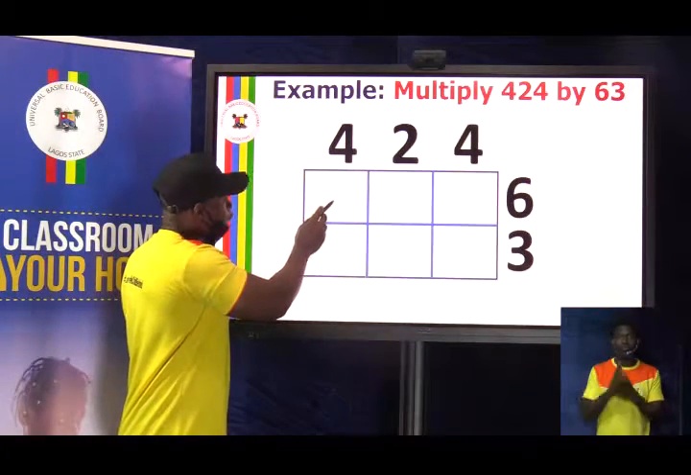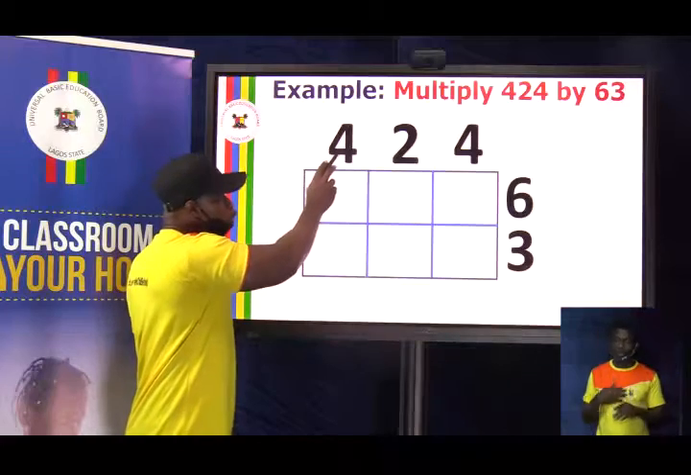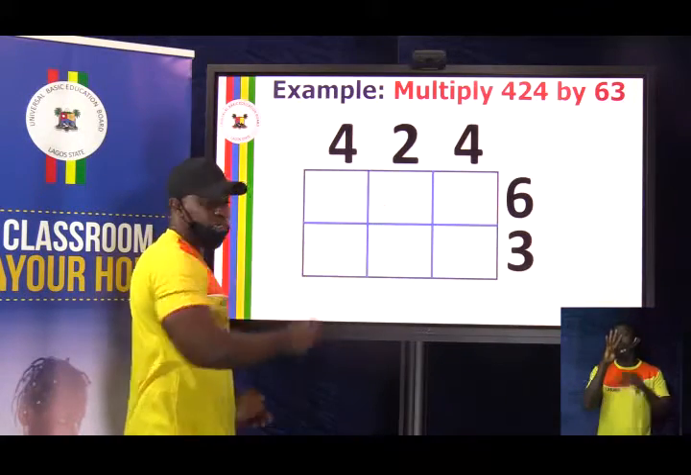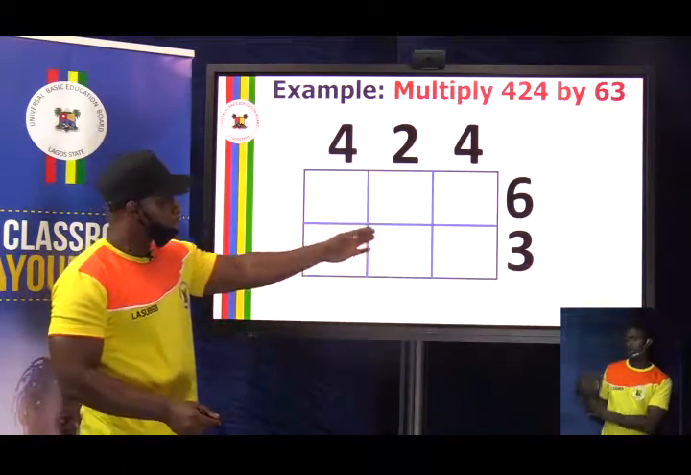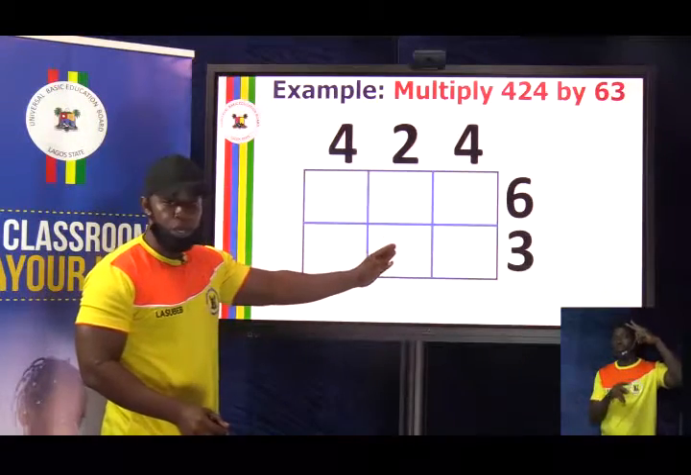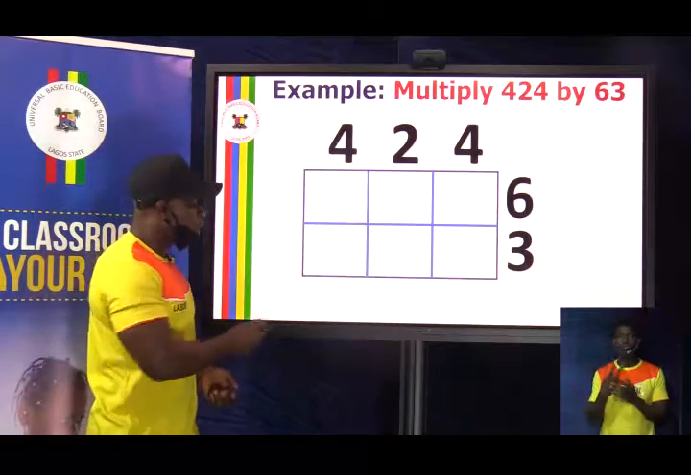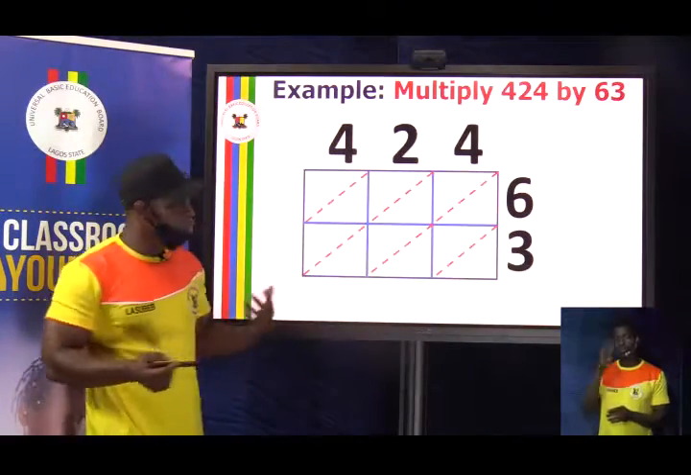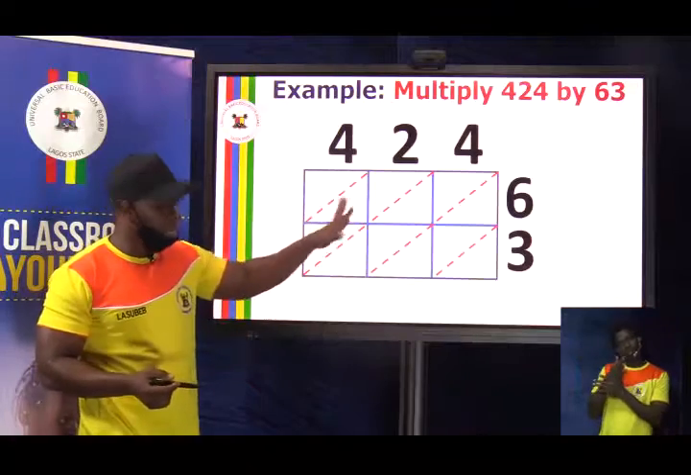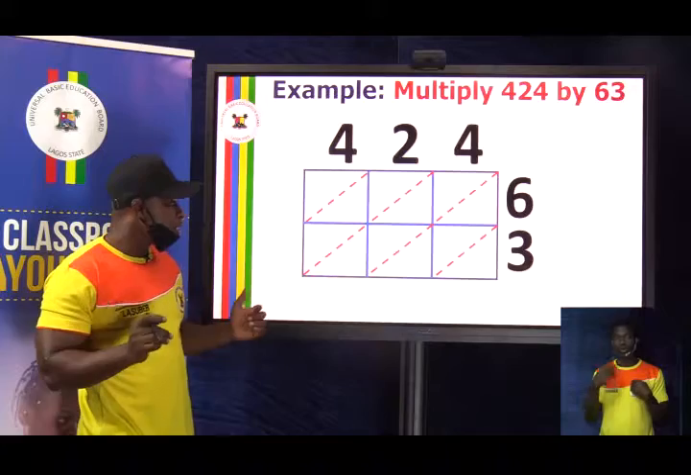In this box I will put the product of the number on top and the number to the side. The number on top is 4 and the number to the side is 6, so 24 must go here. And in this place the number on top is 2 and the number to the side is 3, so 2 times 3 must go here. But it must be in double digits, so I help myself by partitioning each box like this, so that I will have 2 spaces in each box for each of the 2 digits.